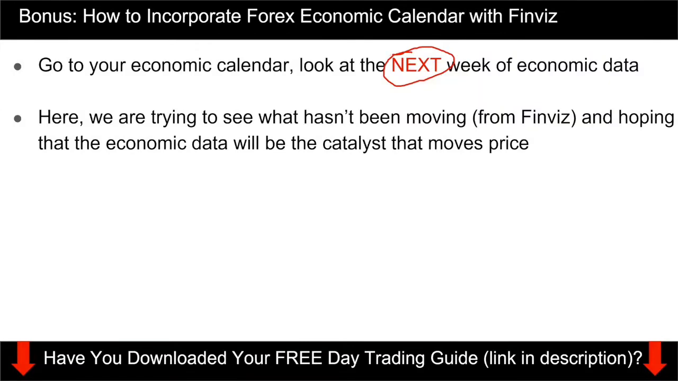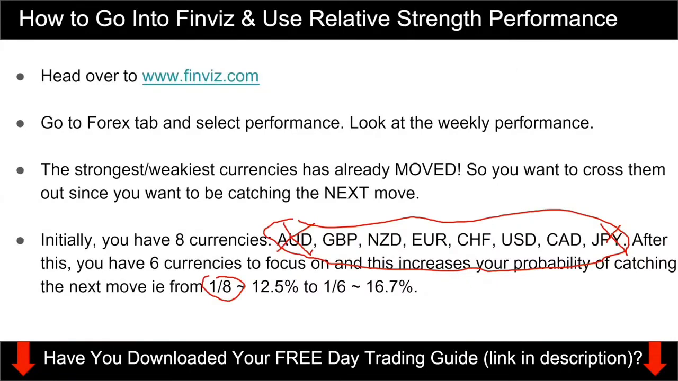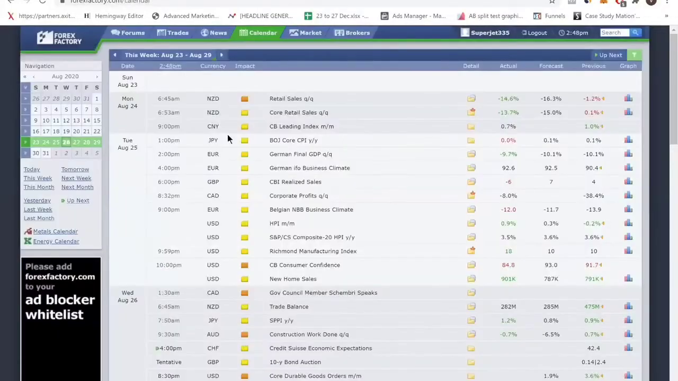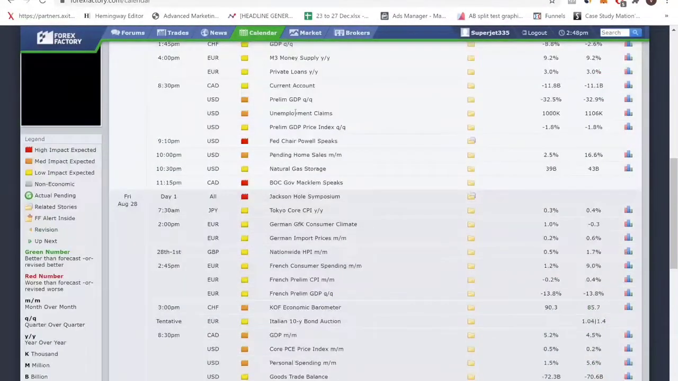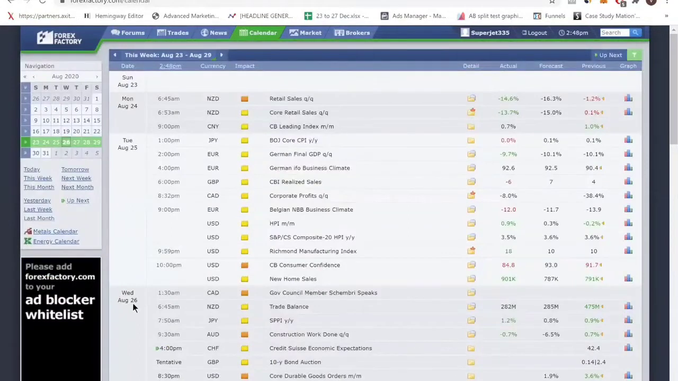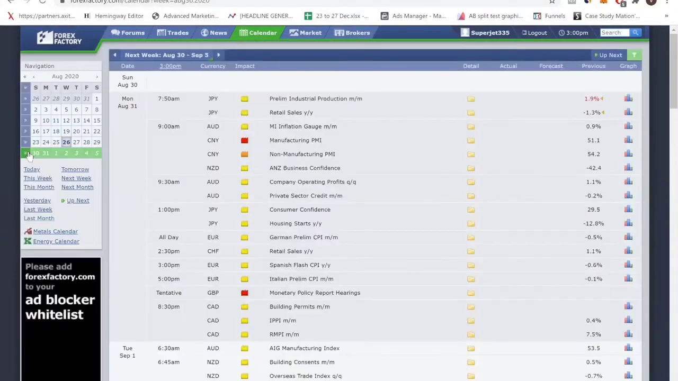Let me go back into the website and let me show you how to do it. So right now over here we are at Forex Factory. Today it's the 26th of August. So the first thing you want to do is look at 1 week ahead. I'm not keen on looking at this week because remember, we are trying to catch the next move. We're not trying to catch the current move. So what you can do is just click here, and this will bring you to the next week.